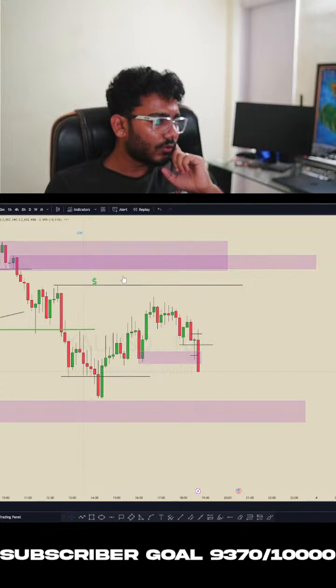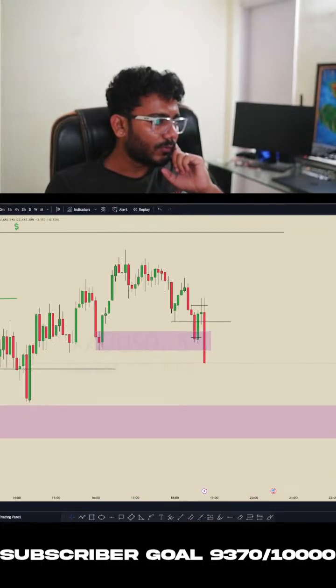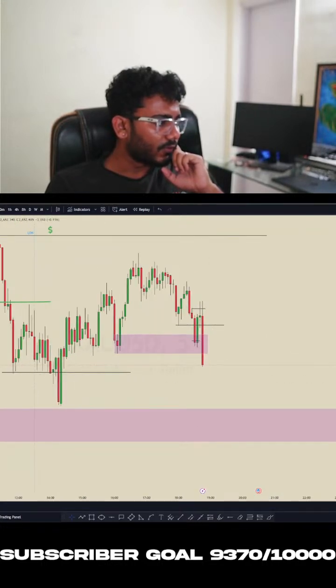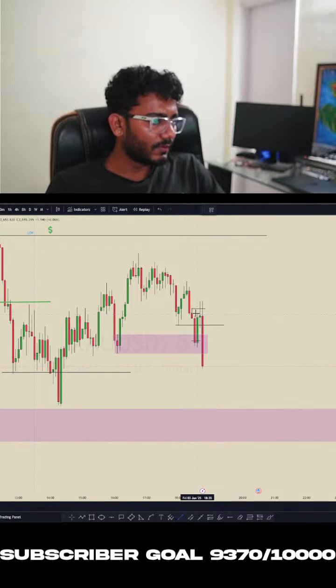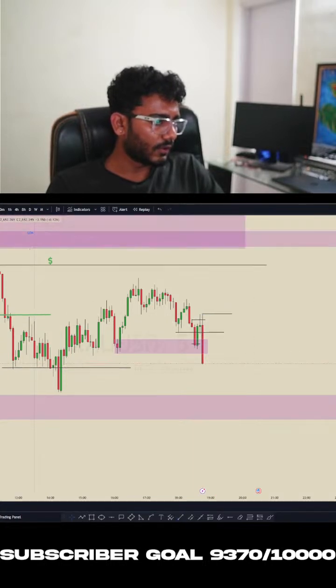I like to wait for a liquidity sweep at this area. We can say there is a demand zone, this one, and price has to go like this high, so we can look for buy side entries again.